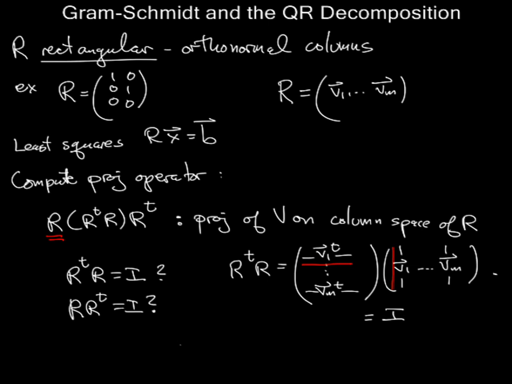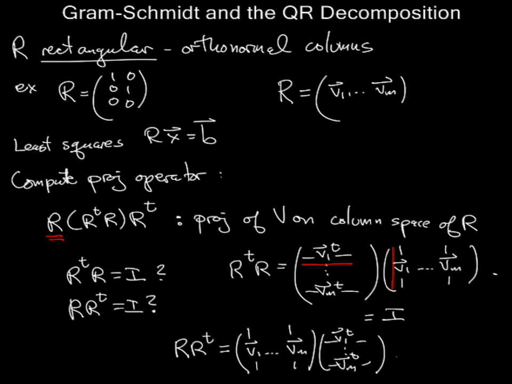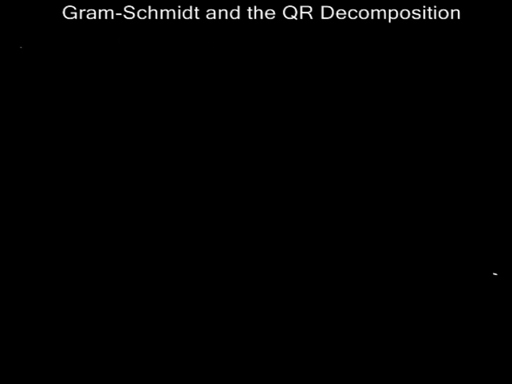So R transpose R is the identity, but there's no reason for R R transpose to be the identity, because you're just multiplying things in the wrong order. In any event, the point is that R transpose R is the identity.